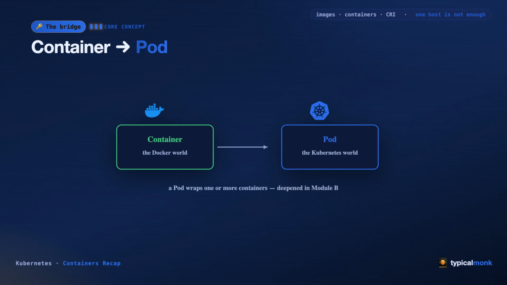So, you are not throwing away anything you learned about containers. You are wrapping it in one thin new layer. We will deepen the pod fully in Module P. Today, just hold the bridge. The container you already understand becomes the pod you will soon run. So the takeaway: the container is the Docker world unit, the pod is the Kubernetes world unit that wraps it. Same idea, one thin layer up, and everything you know still applies.